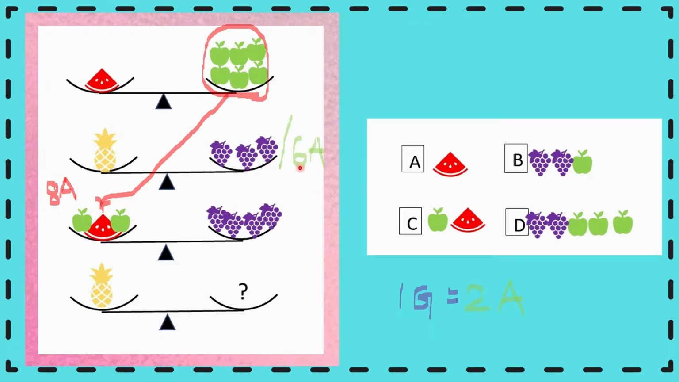Now we also know the 6 apples here, as we see in the first balance, the 6 apples is equal to 1 watermelon. So I am going to represent here 1 pineapple is equivalent to 3 grapes, or it can also be represented as 6 apples, or it is also equivalent to 1 watermelon. So if I check in the options, it is option A, and that's the answer. So 1 pineapple is equivalent to 1 watermelon.